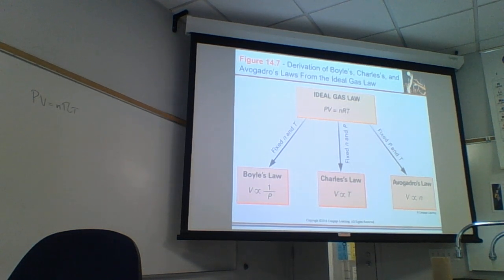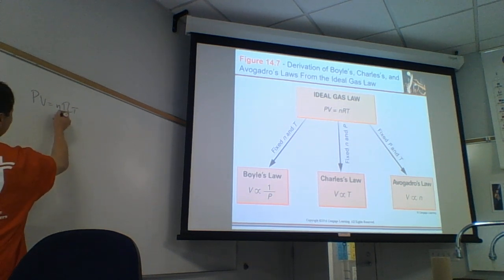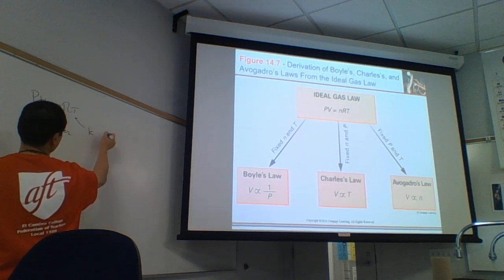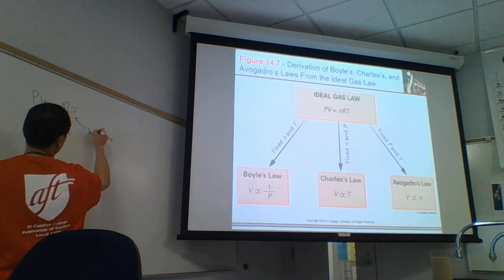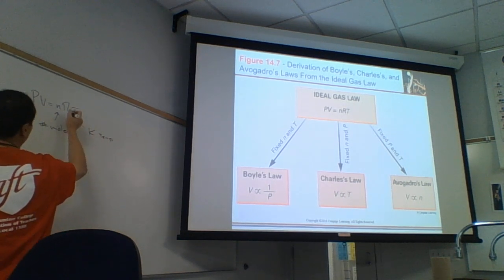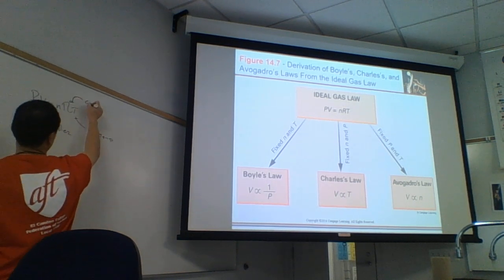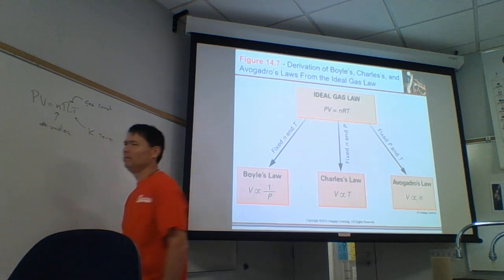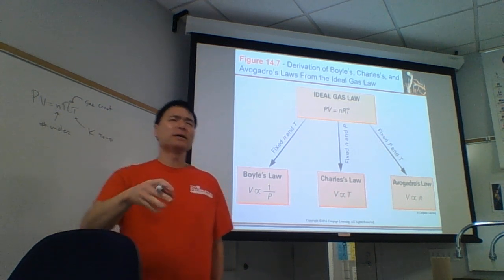P is the pressure, V is the volume, N is the number of moles. T is the absolute temperature, the Kelvin temperature. R is the gas constant. And the gas constant depends on the units.